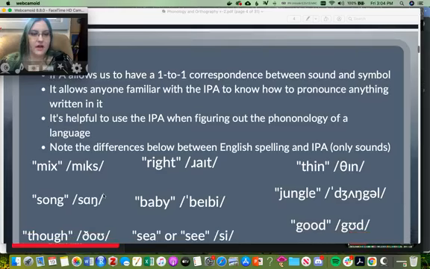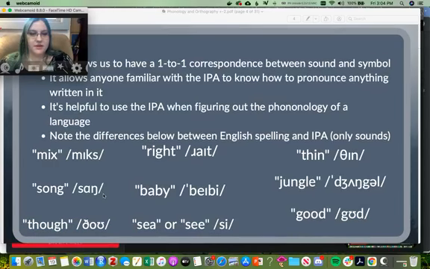So notice some differences here between English spelling of various words and the IPA, which I'm going to be putting in these slashes here, which is usually how I'll represent the phonemes or the sounds in the language. In English spelling, you often have inconsistency in symbol and sound representation.